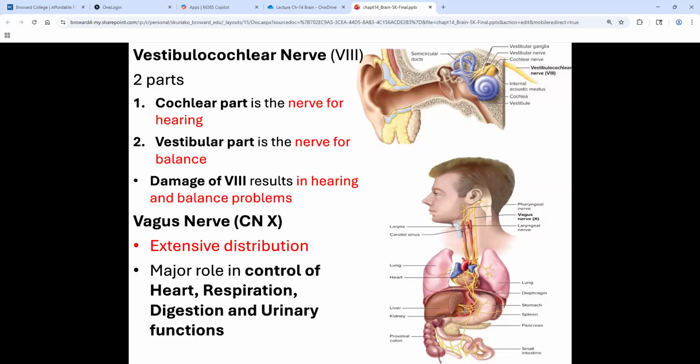Cranial nerve 8. And finally, the last nerve which I want to talk about is vagus. Vagus is one important nerve because it has got extensive distribution. It goes all over the body. It controls the heart rate, respiration, digestion, urinary functions, a lot of things. So even though it starts from the head and neck area, it covers a majority of the body.